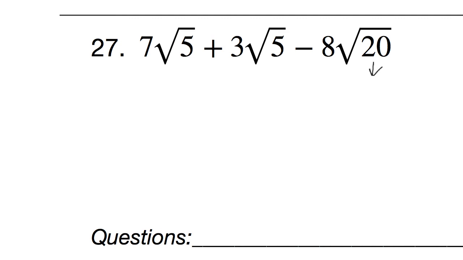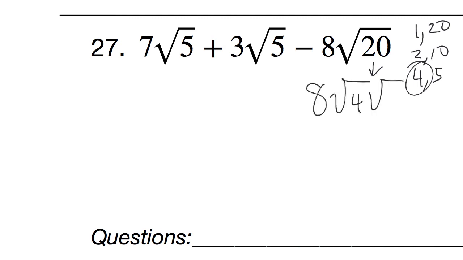20. Can I find a perfect square factor of 20? Let's see, 1 and 20, 2 and 10, 4 and 5. Aha! 4 is a perfect square factor. So this is going to be 8 times the square root of 4 times the square root of 5 minus 3 square roots of 5, 7 square roots of 5.